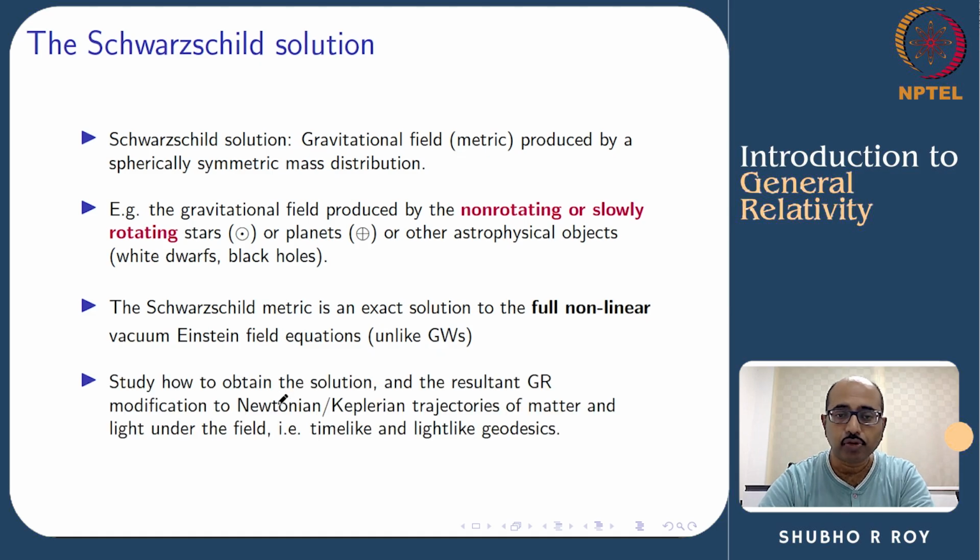So we will study how to obtain the solution mostly in this lecture. And in the next lecture, we will be interested in what is the resultant modification to Newtonian/Keplerian trajectories of matter and light under this field produced by the spherical object. That is, we will look at time-like and light-like geodesics in the Schwarzschild geometry. This solution, we will quickly try to study how to obtain this solution.